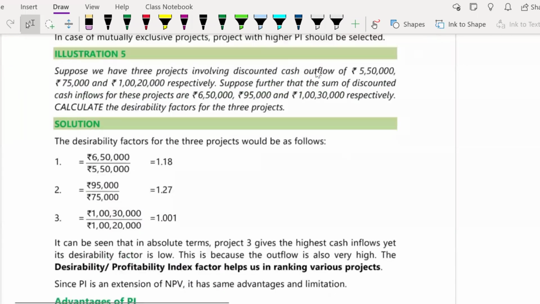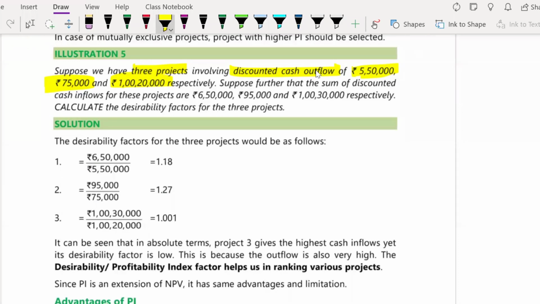So illustration number 5. Illustration number 5 says, suppose we have 3 projects involving discounted cash flows. Here they themselves have discounted the cash flows and given them here. You need not discount. These are the present values, that means these are the cash values as of today. 5,50,000, 75,000 and 1 crore 20,000 respectively.